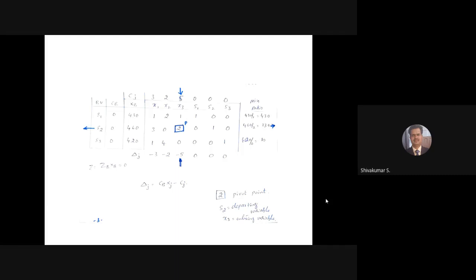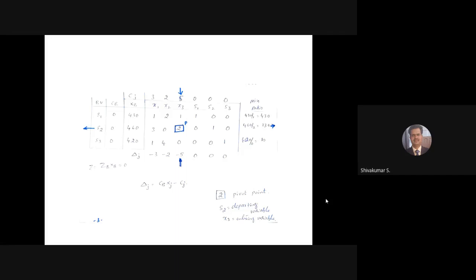Now you have taken minus 5 as the column. So here you are making x3 the entering variable. When x3 enters, which one has to depart? S1, S2, S3. So to find out which variable is going to depart from the next table, we are going to find the minimum ratio.